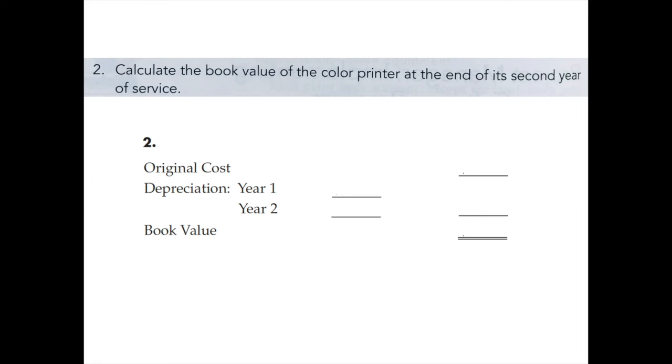Number 2, we're going to calculate the book value of the color printer at the end of its second year of service. So we're going to take the original cost, $950, that was the original cost of our printer. We're going to depreciate it by $160 the first year. We came up with that number in problem 1. The second year, since it's straight line depreciation, it's going to depreciate by the same value, $160. We add those two numbers together, so after 2 years, it's going to depreciate by $320.